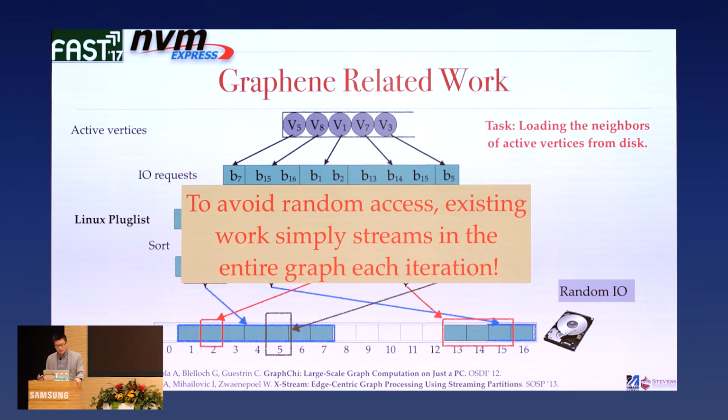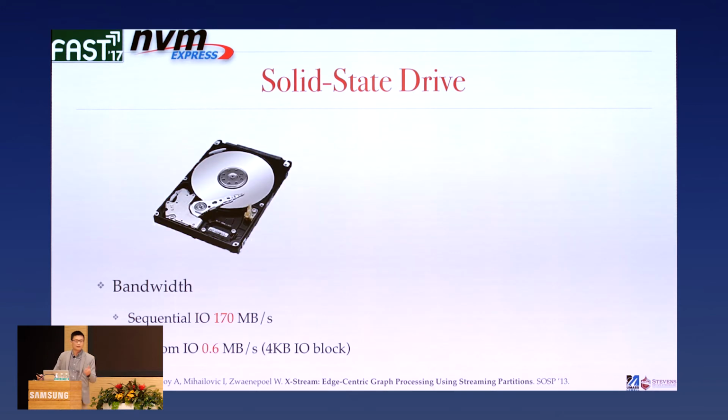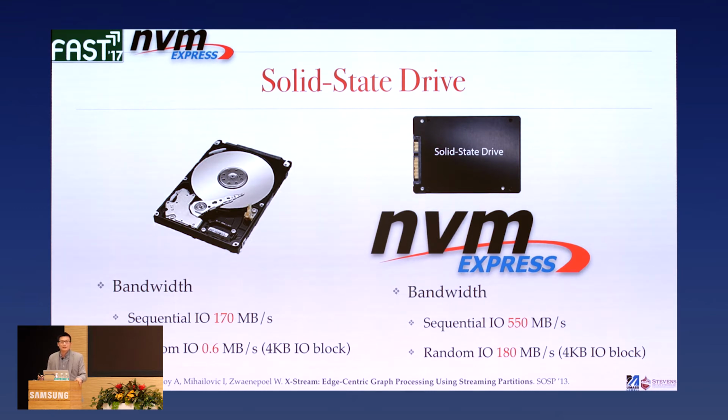Then existing work like OSDI '12 and SOSP '13 said, okay, why don't we just fetch the data in? We don't care about which data you ask for. I just fetch the entire graph data into memory for you to compute. This is actually a very rational design, because when you look at the bandwidth reports from those papers, you see that sequential I/O is hundreds of megabytes per second, but random I/O is less than 1 megabyte per second at that time. Well, if you look at SSD, selective I/O, or random I/O, is much better than HDD. It's almost comparable to sequential I/O.